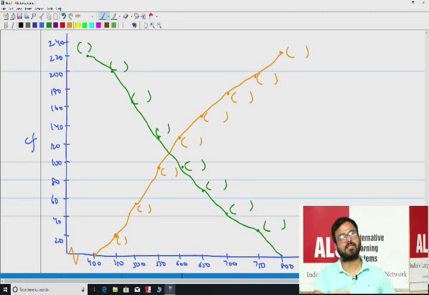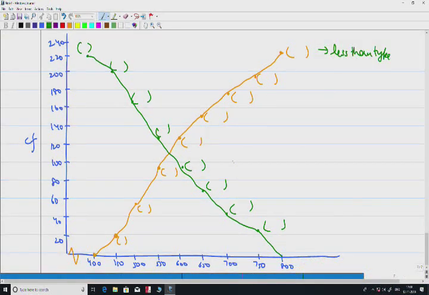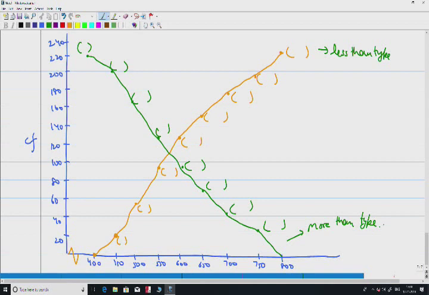And same for the less than type. So this way your frequency polygon would be completed. And this one is less than type, and this one is more than type. Any other doubt?